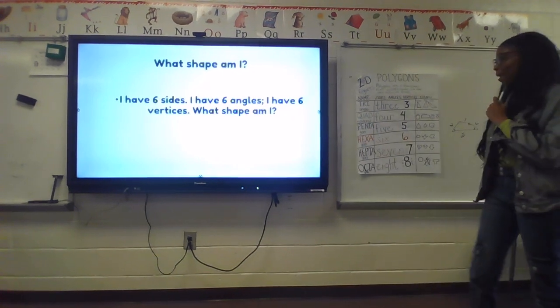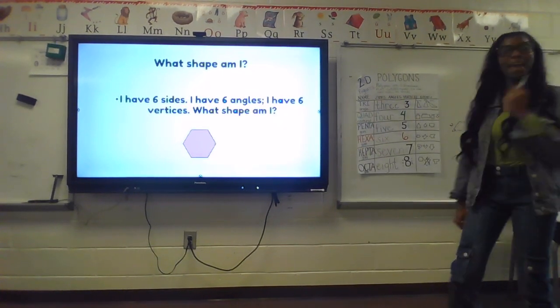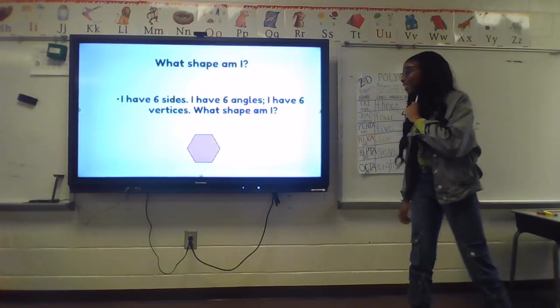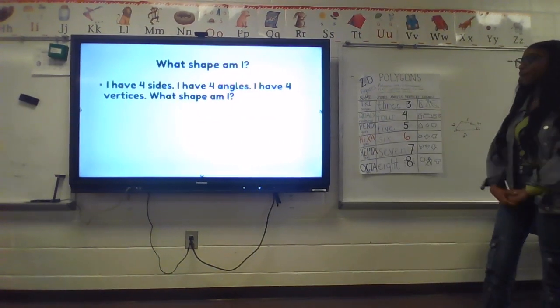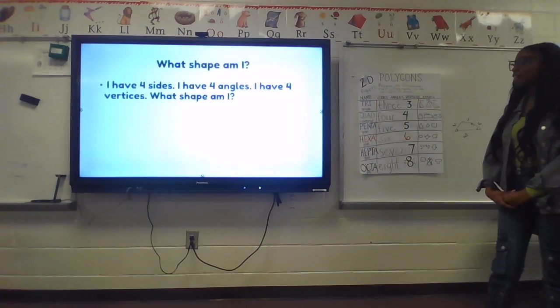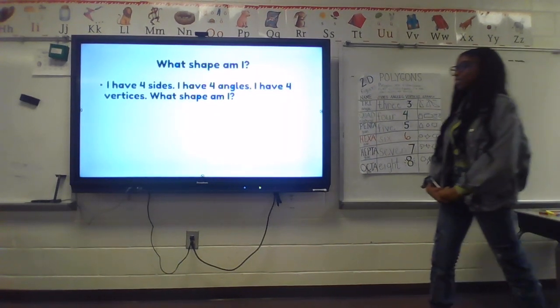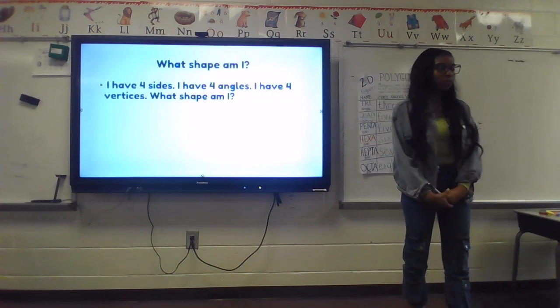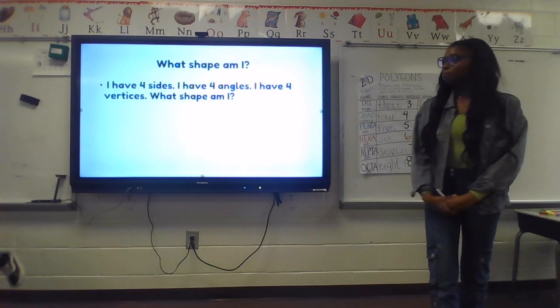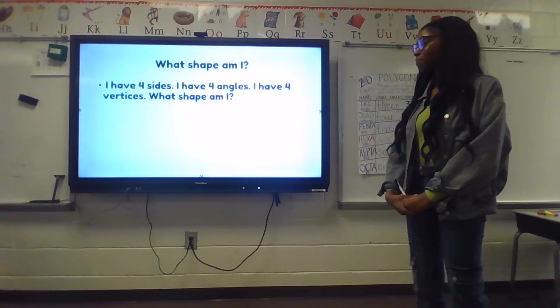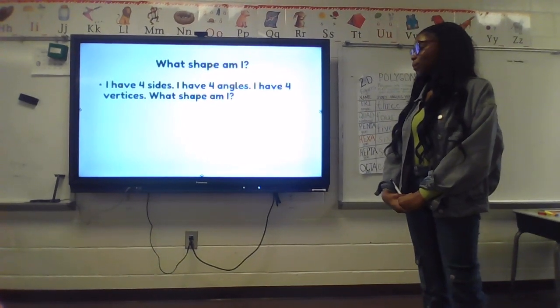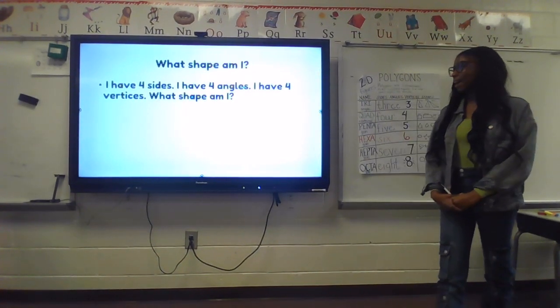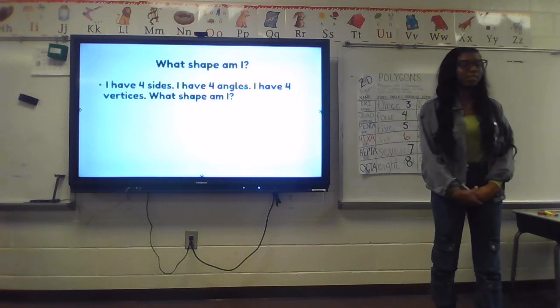All right, what shape am I? Hexagon. I am a hexagon. Good job, Messiah. Last one. I have 4 sides, 4 angles, and 4 vertices. What shape am I? Look at all the shapes that you have. What shape has 4 sides, 4 angles, and 4 vertices?